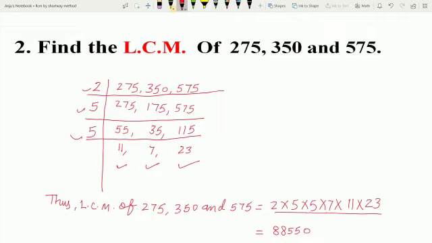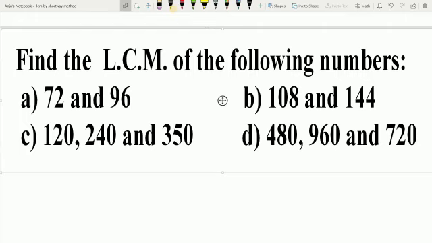So student, this is how you can find out the LCM of any given numbers by using the prime factorization method. It is also called the short way method of finding LCM. I hope your concept is clear. So student, please sit with pen and notebook and check how much you understood. Now it's practice time. Here you have to find the LCM of the following numbers.